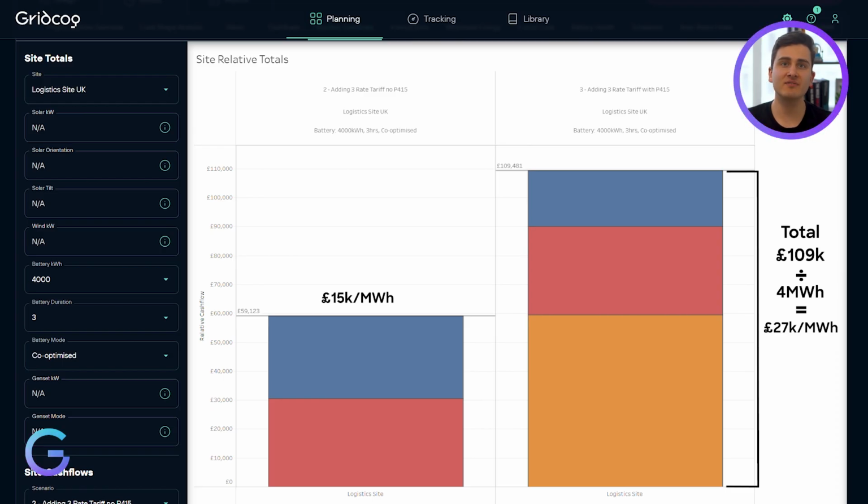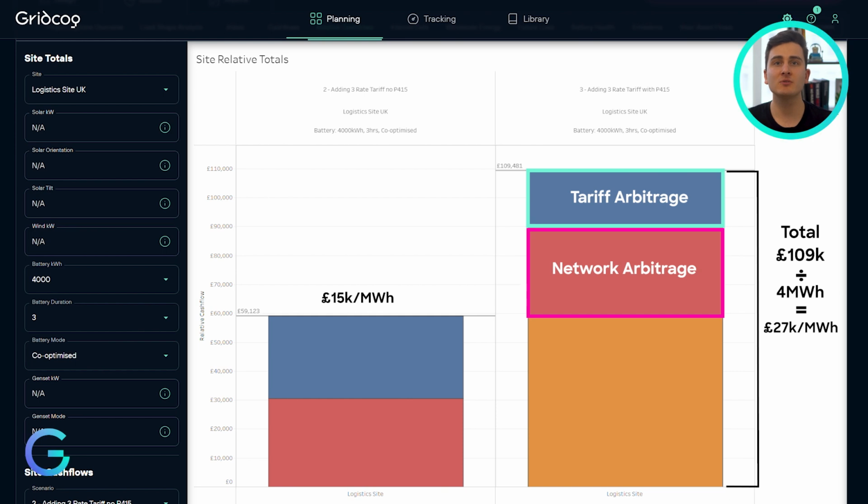Around 50% of this value is derived from tariff and network arbitrage, demonstrating the significant role this simpler optimization strategy can play for behind-the-meter assets. Wholesale trading via P415 provides the remaining 50% of the total value stack, enabling the battery to respond to more granular and dynamic price signals in wholesale markets.